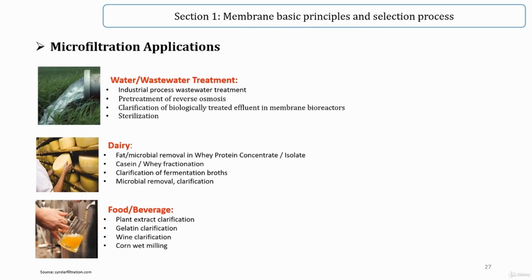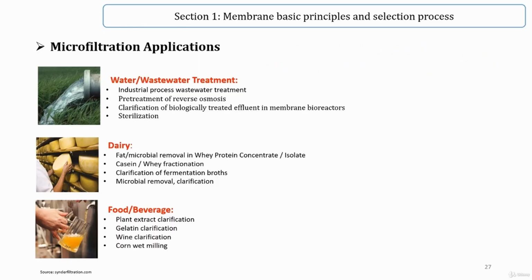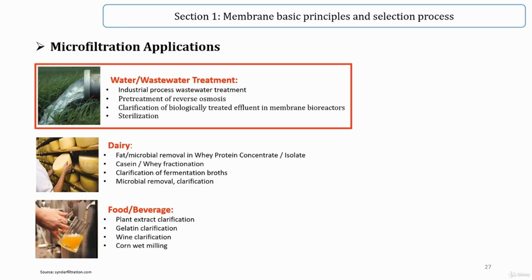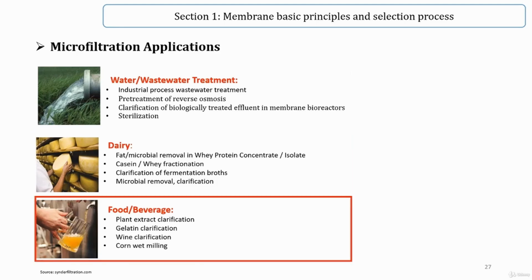Microfiltration applications. Microfiltration is a physical separation process which removes contaminants such as suspended solids, fats, and microbes from process fluids. Microfiltration may also be used in combination with other membrane technologies such as reverse osmosis, nanofiltration, and ultrafiltration. Common applications of microfiltration membrane technology include water and wastewater treatment, dairy, food and beverage industries, and etc.